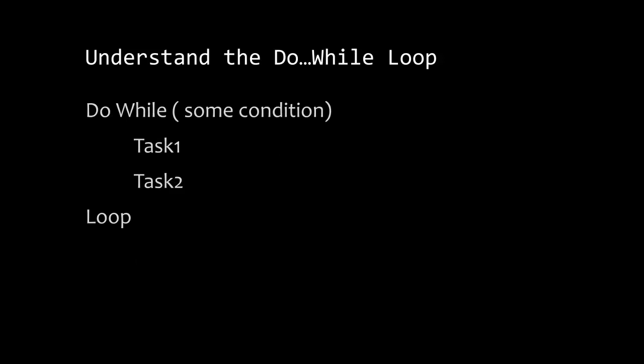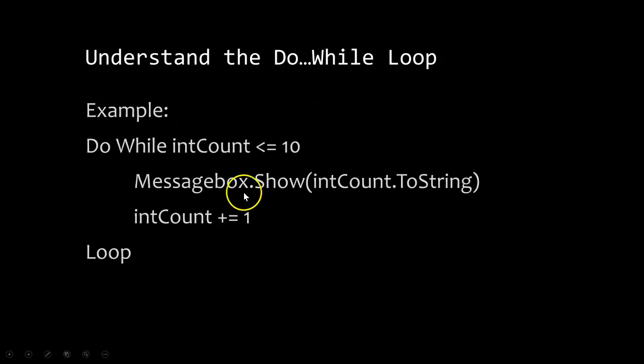All right, do while. You see these more prevalent in other languages versus do until. Do while says do while some condition exists, so do while x equals y, or do while int count is less than 10. Let's look at this. Here's what I mean.